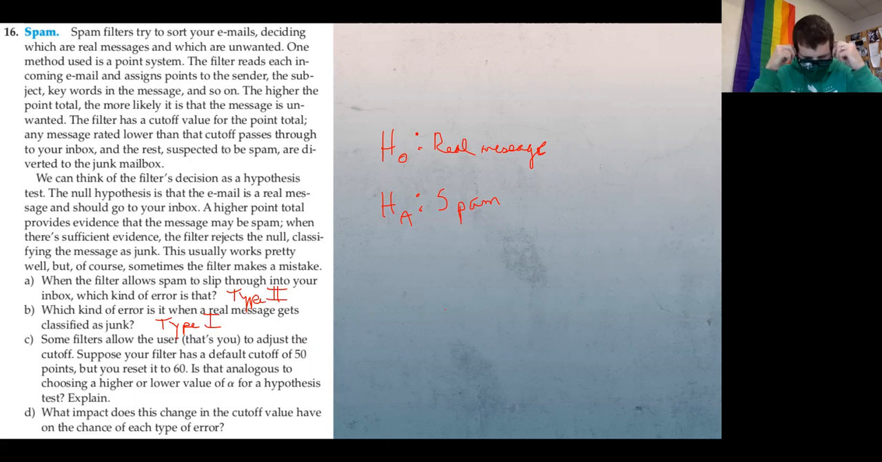Some filters allow you to adjust the cutoff. Suppose your filter has a default cutoff of 50 points, but you reset it to 60. Is that analogous to choosing a higher or lower value of alpha for a hypothesis test? And I want to rephrase the question. When you raise it from 50 to 60, is it easier or harder to reject the null hypothesis?